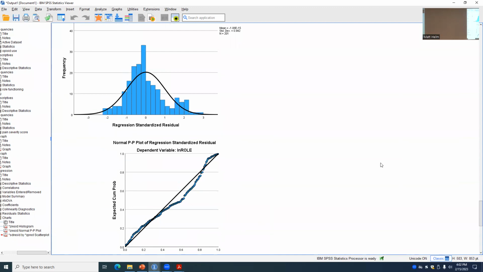On my marginal distribution of my residuals, do I have problems there? Not really. I got kind of a weird bump here. What's going on with this bump here at the end? What does that represent?